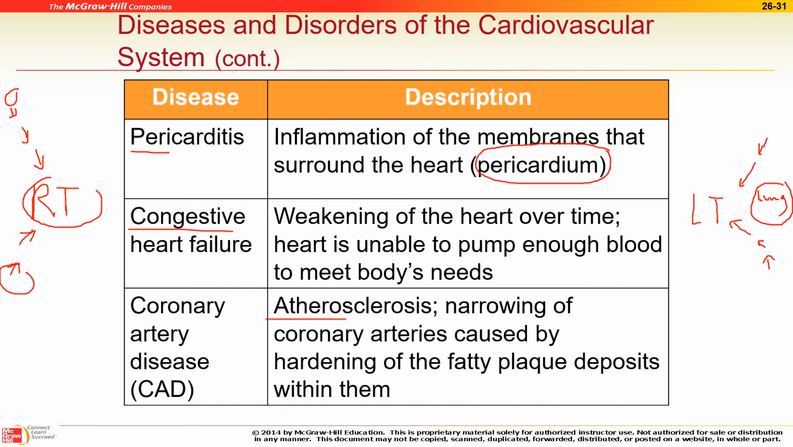Coronary artery disease. Athero is fat. So here are the plaque deposits. And when they rupture, they can then lead to a stroke or heart attack. Arteriosclerosis, that's just hardening of the artery. Athero has to do with fat.